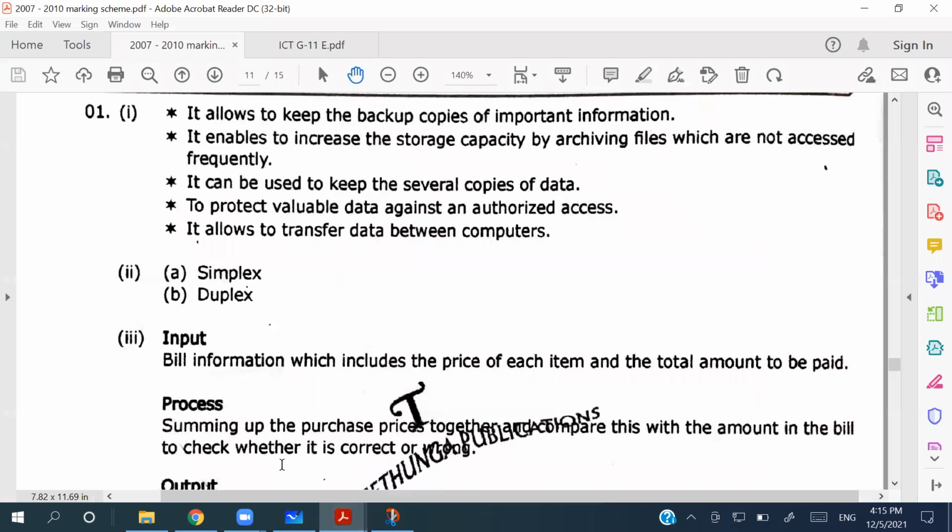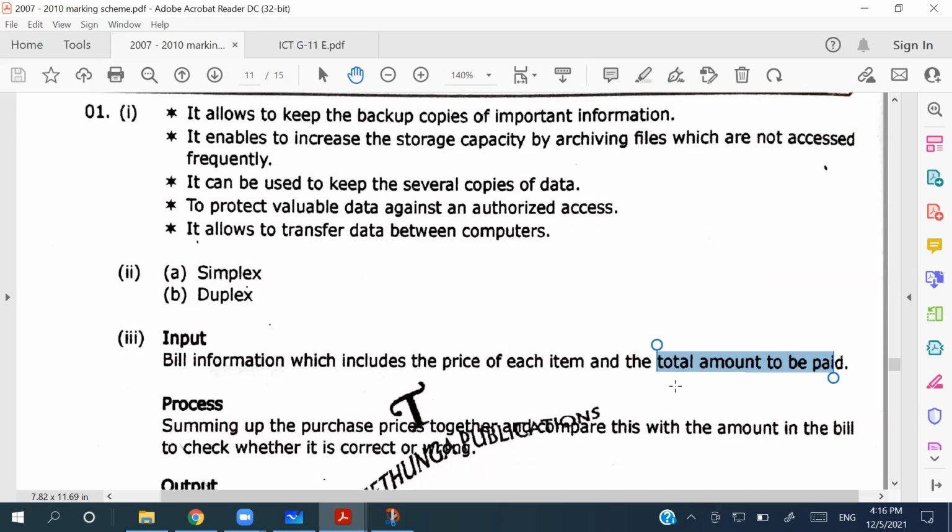Here we go. Input is going to be the bill information, which includes the price of each item and the total amount to be paid, right? Actually, the total amount to be paid can be done by the information system. This total amount to be paid is not a good answer, people. Once we have bill information, which includes the price of each item, and we can say the quantities of items, but you can't say total amount to be paid. But total amount to be paid is actually an output that the system is going to give you once you have given the item and the quantity, the price of the item and the quantity.